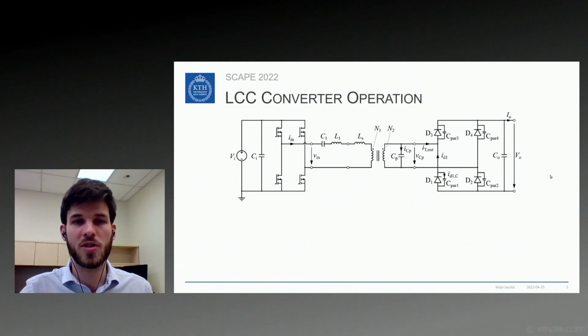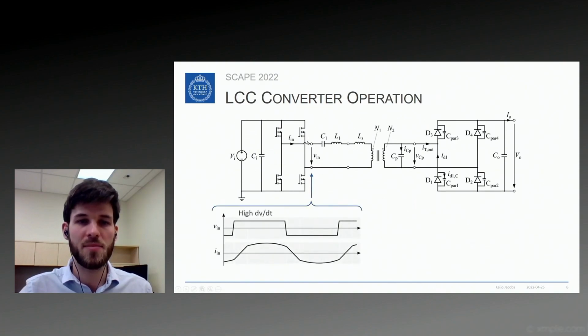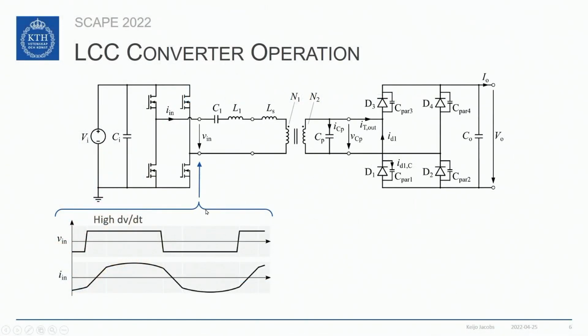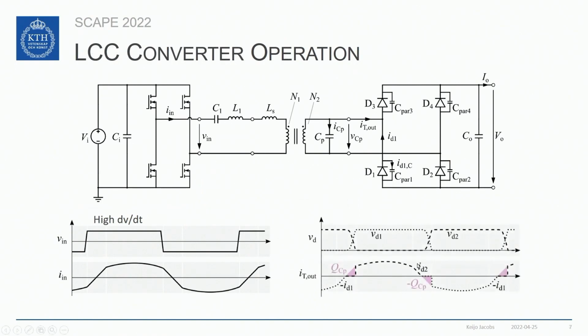Let's have a look at the converter operation. At the input, the converter applies a rectangular voltage to the resonant tank. You can see here that the switching of the semiconductors results in a very sharp dv/dt, and the resulting current can be seen here. For the diode rectifier, this results in these voltages and currents.